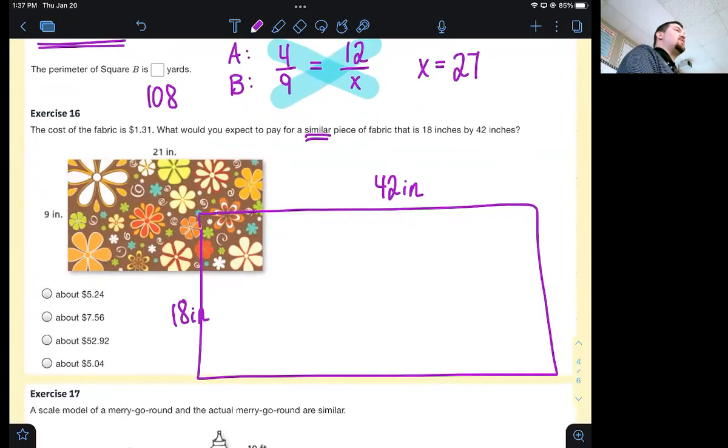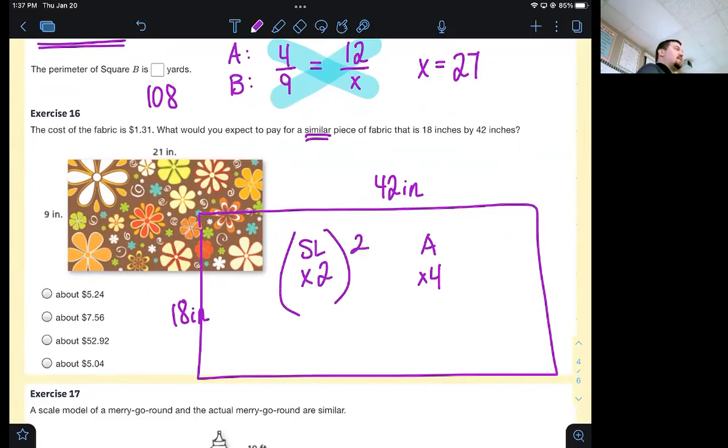We don't actually need a ratio here. What is the scale factor? What are they timesing the side lengths by? Lizzie? 2. So if they're timesing the side lengths by 2, the area must be how many times bigger? Maddox? How much? 4. Yeah, because you have to square that, right? Take the side length ratio, square it, which I know I didn't really write a ratio here, but whatever they're timesing the side lengths by, square that, and that's what you're gonna have to times the area by.